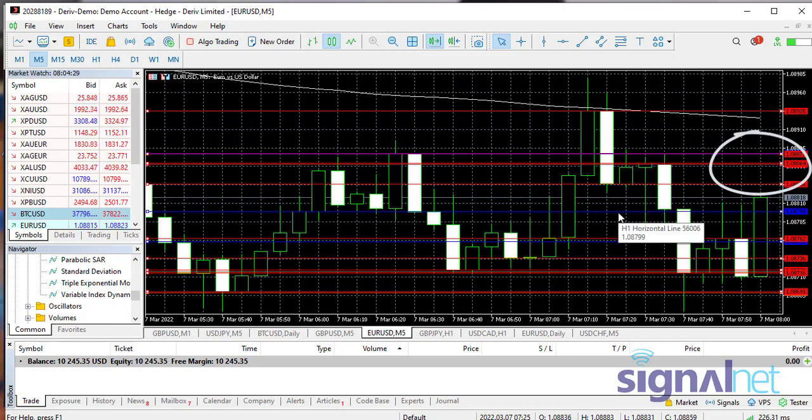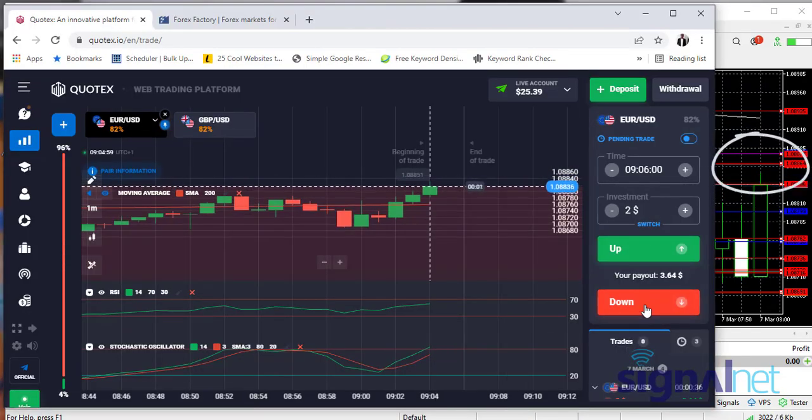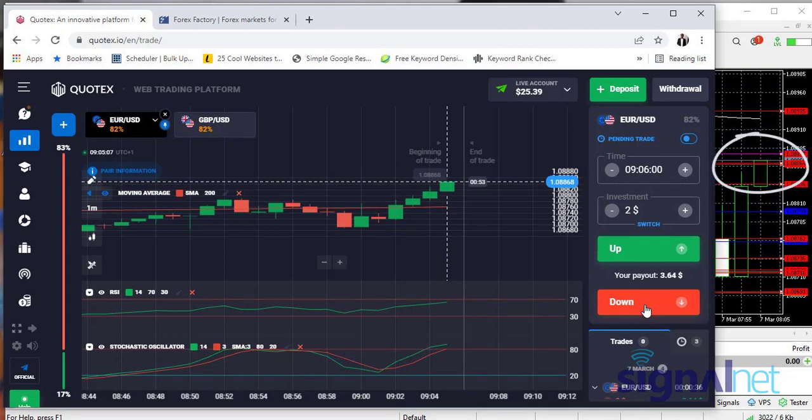So as you can see at this point, EUR/USD, the 5-minute chart, just went up to hit multiple resistances. You can see with the color of the lines, multiple resistances. So we're going to sell at this point and see how it plays out.